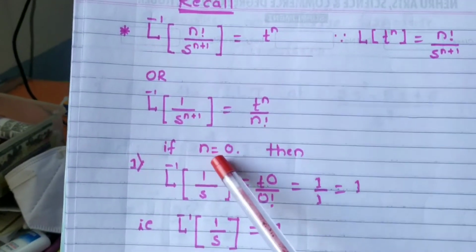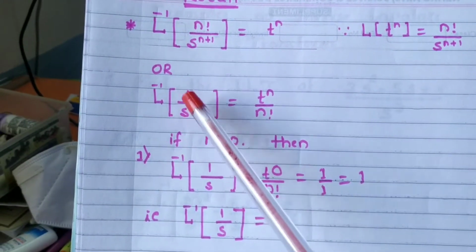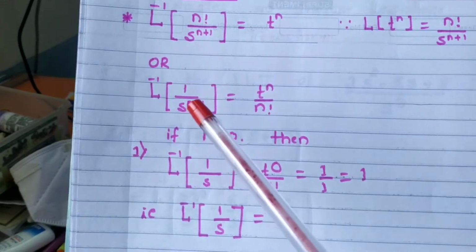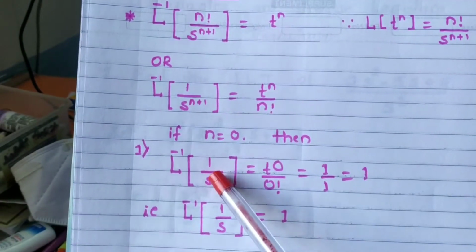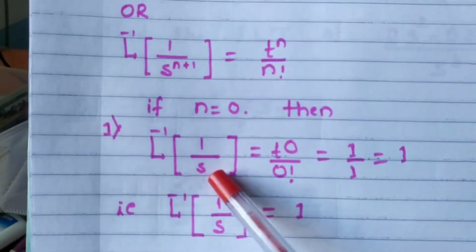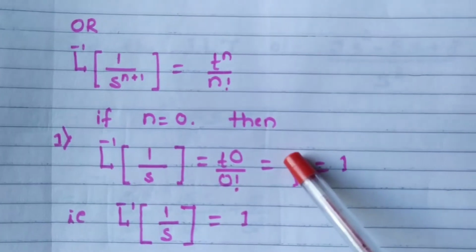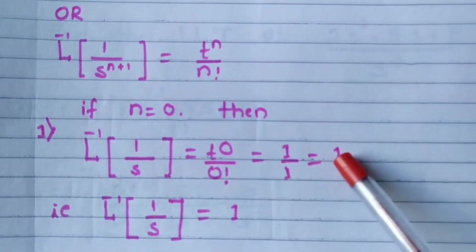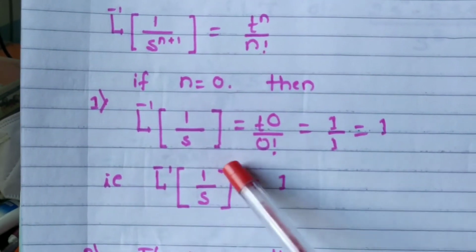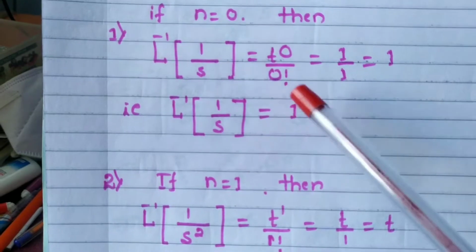If n equal to 0, then what happens? We get one more result. If n equal to 0, the L inverse of 1 by s raised to 0 plus 1, s raised to 1 is written as only s. L inverse of 1 by s is t raised to 0 by 0 factorial. t raised to 0 is 1, 0 factorial is 1, therefore the total result is 1. Hence we can say L inverse of 1 by s is 1.